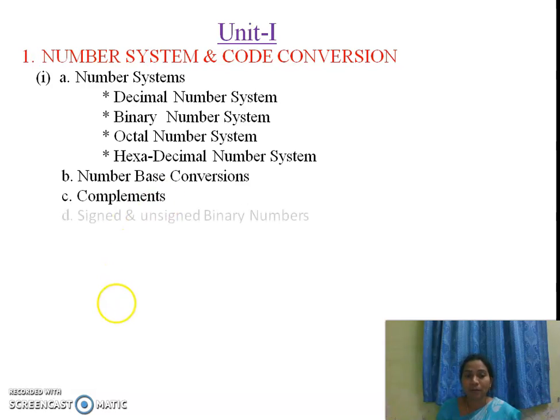Then go for complements. We have different types of complements: R's complement and R minus 1's complement. Next, signed and unsigned binary numbers. How do we represent a signed number and an unsigned number? Some problems may be asked on signed and unsigned binary numbers.